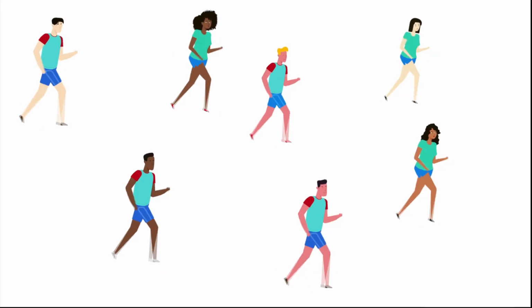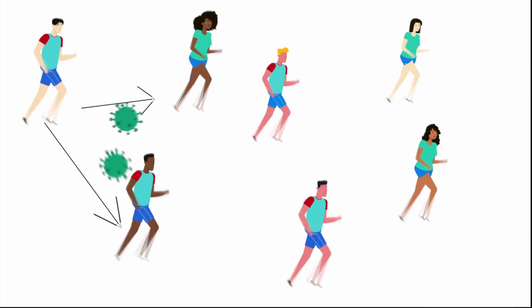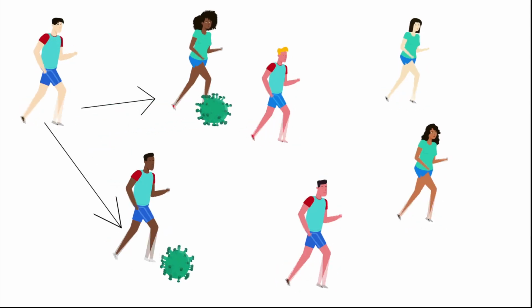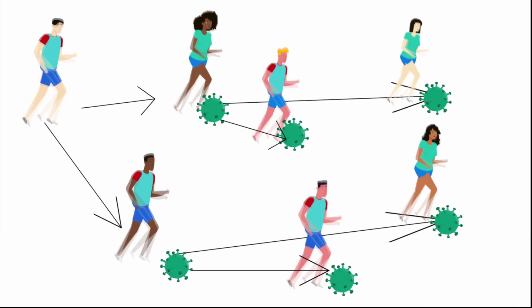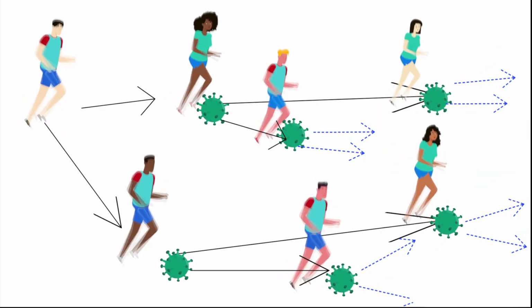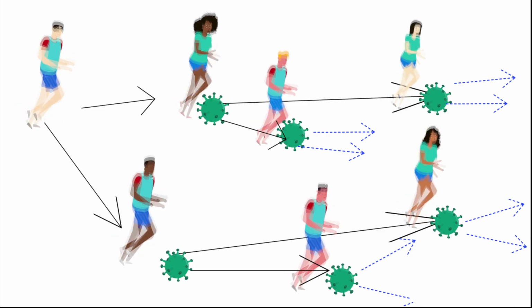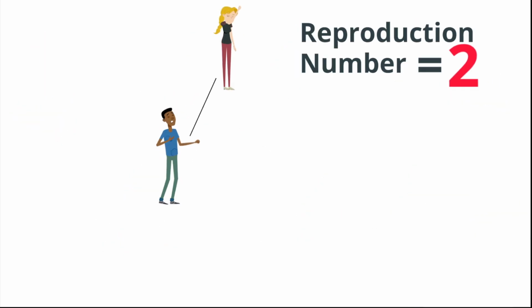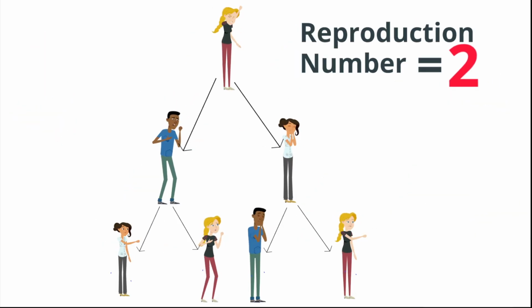Think of it this way. Players are passing balls around. Each passes to two others. Then, the two players whom the first player passes to, each pass to two more. Each pass can be thought of as a new infection, so this scenario is similar to a virus with a reproduction number of 2, where each infected person would infect two others.